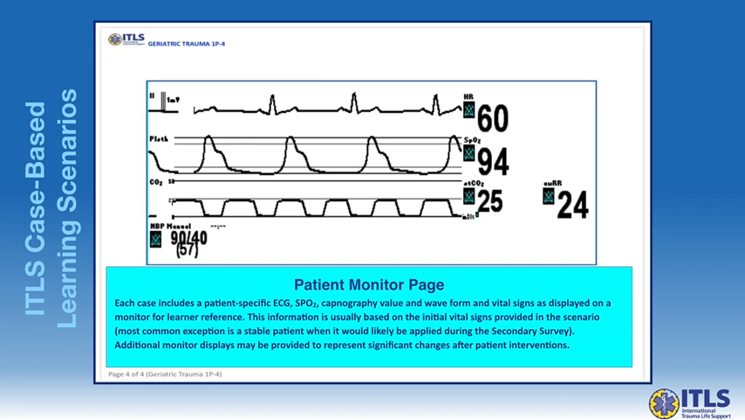The Patient Monitor page provides a static view of the patient-specific ECG, pulse oximetry, capnography value, waveform, and vital signs. The information is usually based on the initial vital signs provided in the scenario. The most common exception to this is a stable patient, when a monitor would likely be applied during the secondary survey. Additional monitor displays may be provided to represent significant changes after interventions or additional diagnostic information such as a 12-lead ECG.